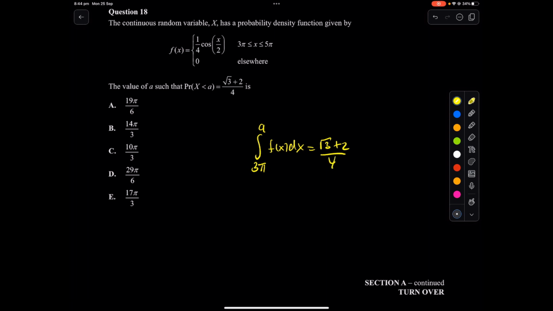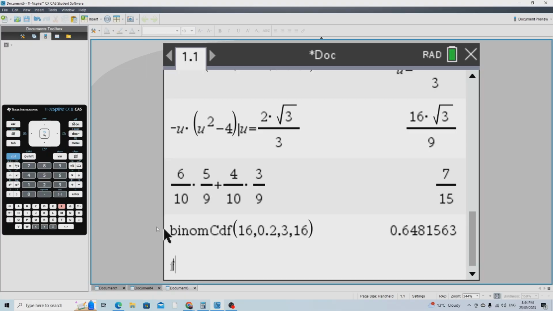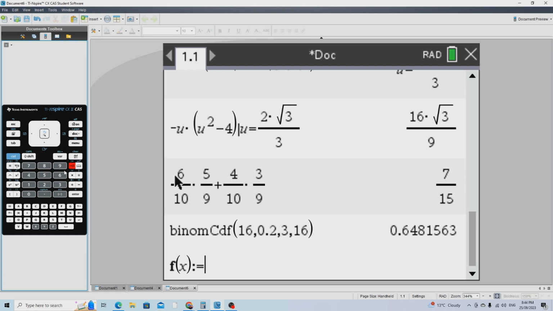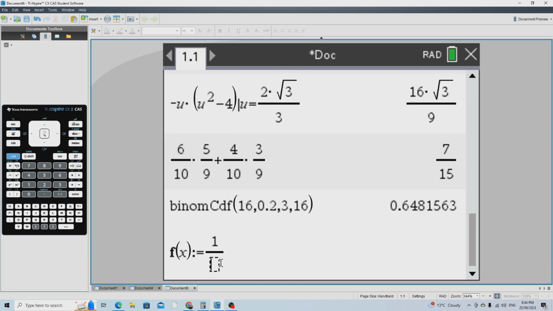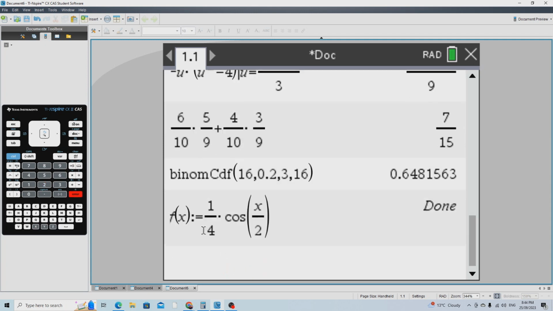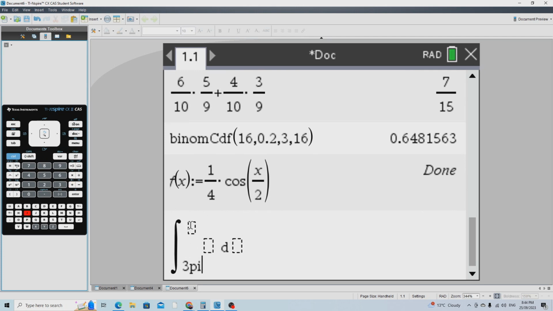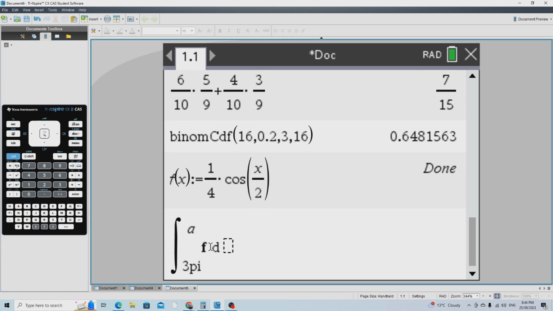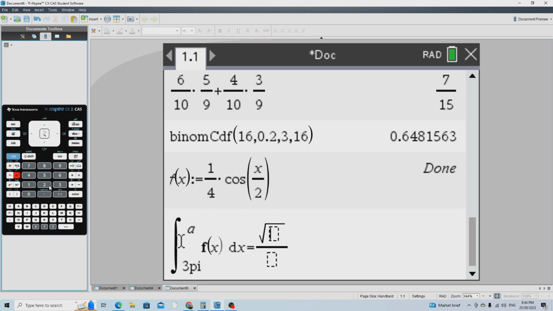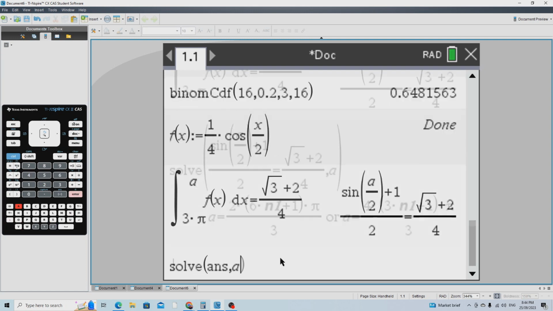So I'm going to just define f of x again. So f of x as 1 over 4 cos x over 2. So what is the integral from 3 pi to a of f of x dx equals root 3 plus 2 over 4? And we want to solve, answer comma a.